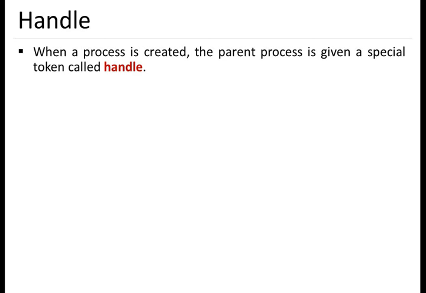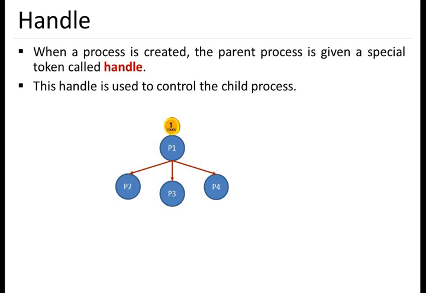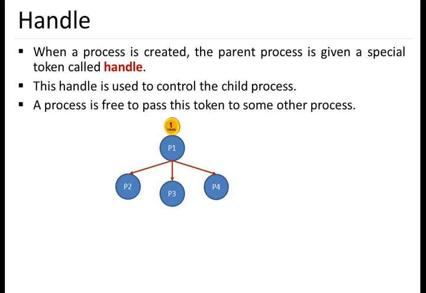So for example, there is one process P1. Whenever this process is created, it is given a special ID. I can say ID, or I can say it is a handle. Now this handle is used to control all the child processes of that particular process P1. We can control all these processes using the handle. A process is free to pass this token to some other process. So this is the concept of a handle.